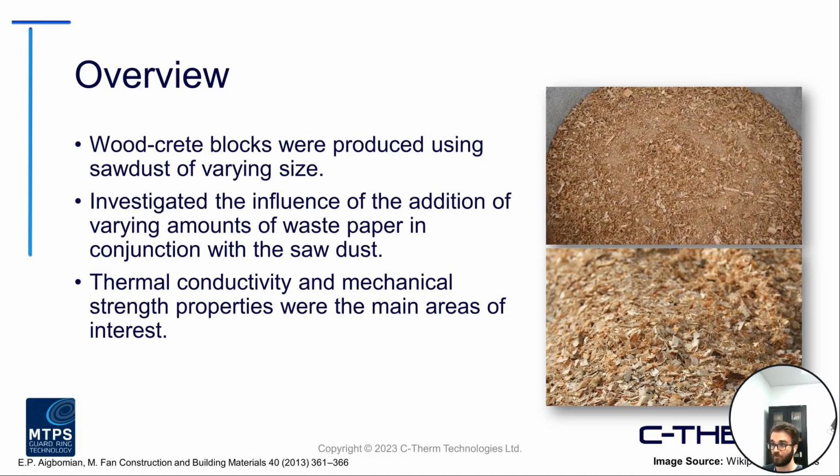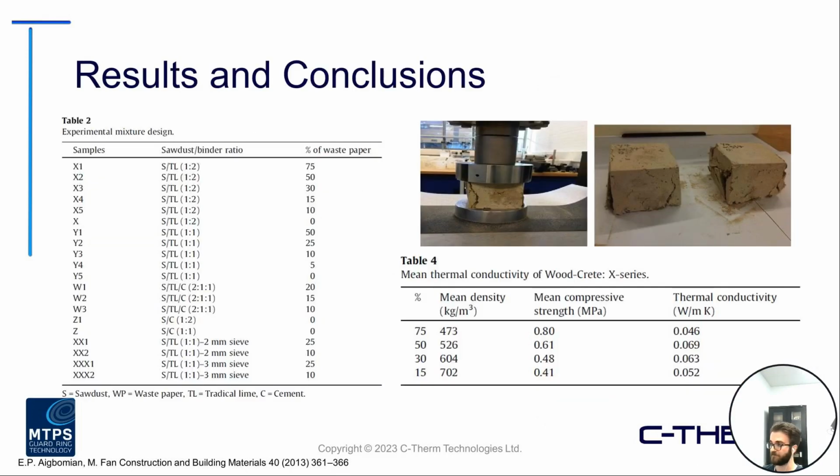In this study, though, they were looking at woodcrete blocks produced using sawdust of varying size. So one of the variables that we're investigating is, by changing the size of the sawdust, how does that influence the net materials that were produced? They investigated the influence of the addition of varying amounts of waste paper as well in conjunction with the sawdust. So again, just using different recycled materials, trying to repurpose those in a way that they can get something novel out of it. Thermal conductivity and mechanical strength properties were the main areas of interest in this paper.